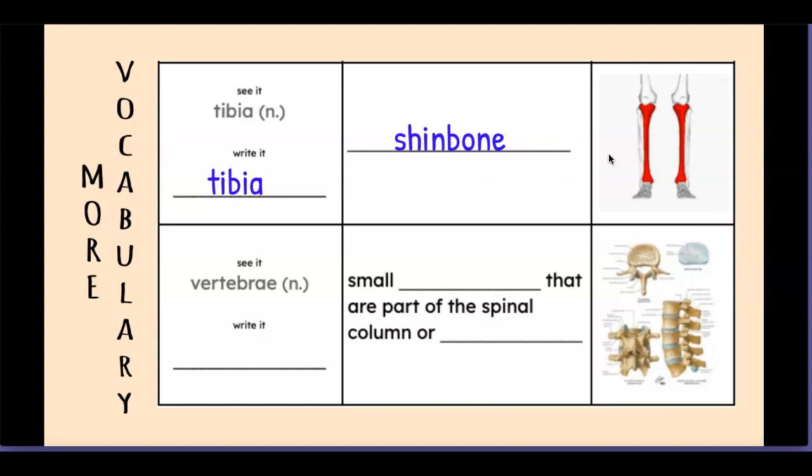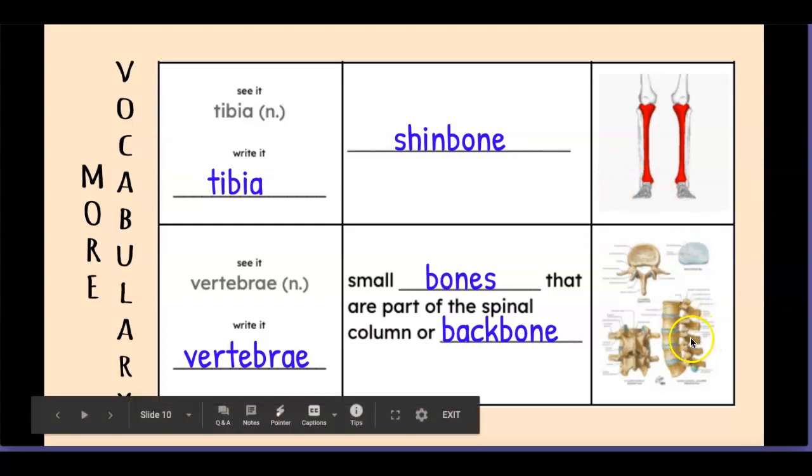And last, we have vertebrae. Say it with me. Vertebrae. That's a noun. It's small bones that are part of the spinal column or backbone. So each one of these is a vertebrae, and they make up your spinal column. They make up your backbone, but each one of those is a vertebrae.